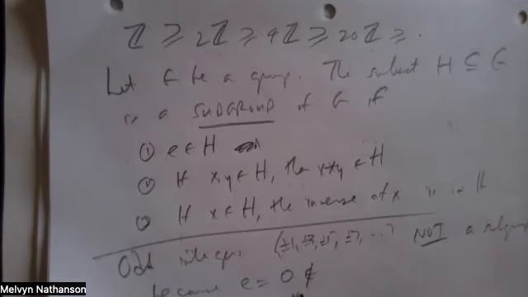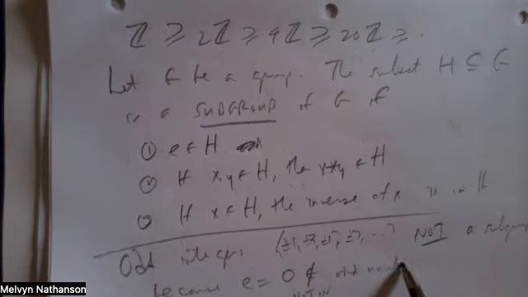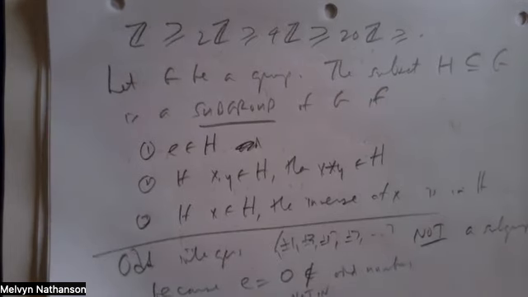This means not in a set of odd numbers. And the sum of two odd numbers is not an odd number. If you take 7 plus 19, this is odd, but the sum is 26. It's not odd. So the odd integers do not form a subgroup. The even integers do.